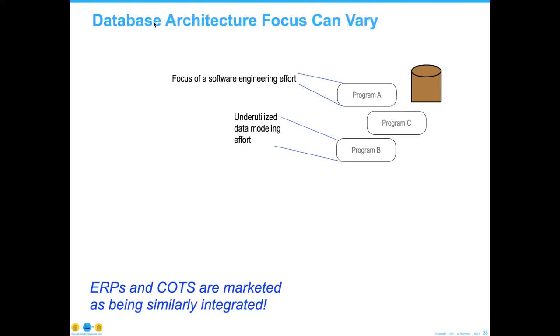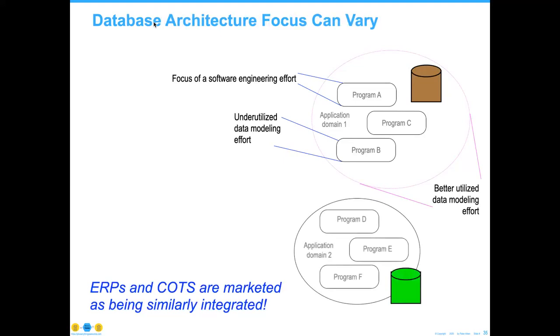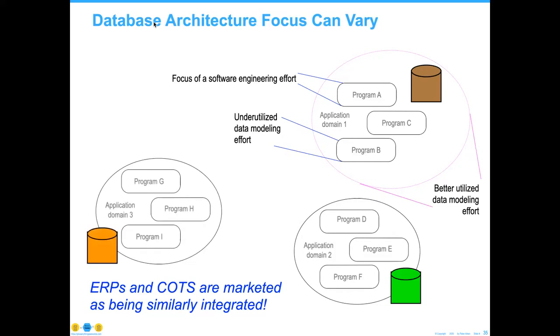ERPs and commercial off-the-shelf software, and of course all cloud services, are similarly marketed as being integrated in the same fashion. Ask questions before you go and buy that. So the better utilized modeling effort is to store the data structures once in the brown area and reuse them three times across the three programs A, B, and C. And of course, this works fine as long as everybody knows that that's what the scope is. But if they don't realize that the scope should also include the green and orange databases, then you really end up with a significant challenge around that.